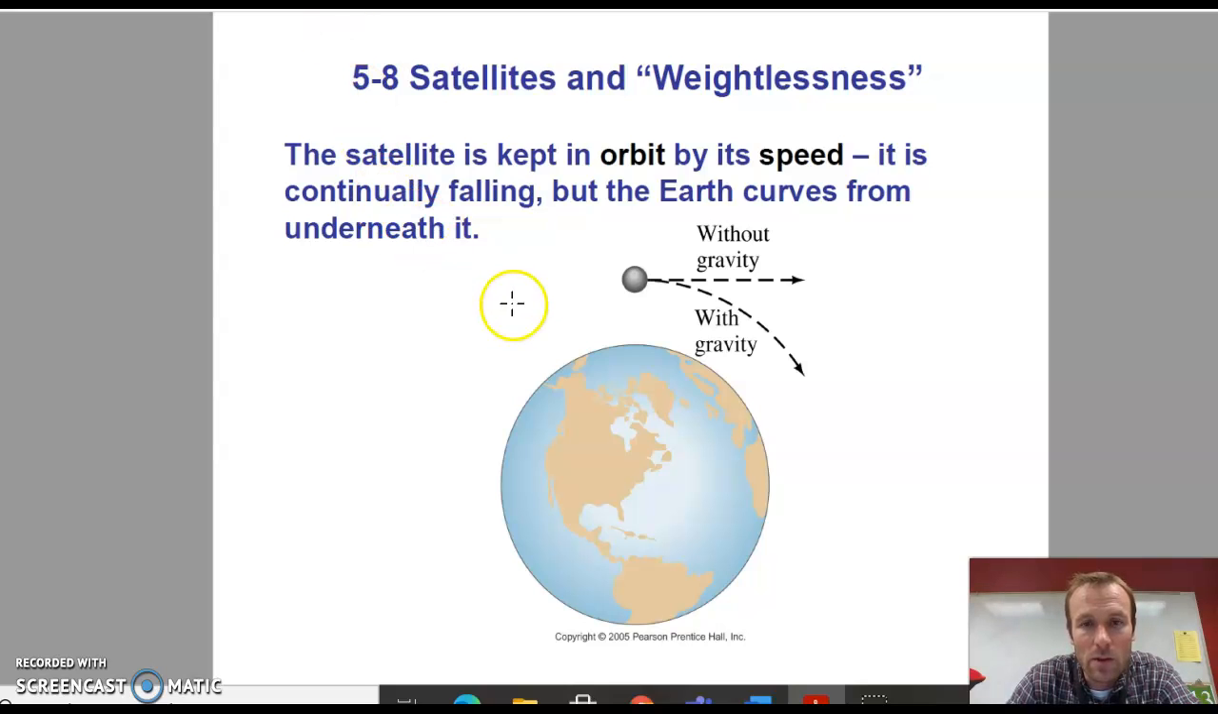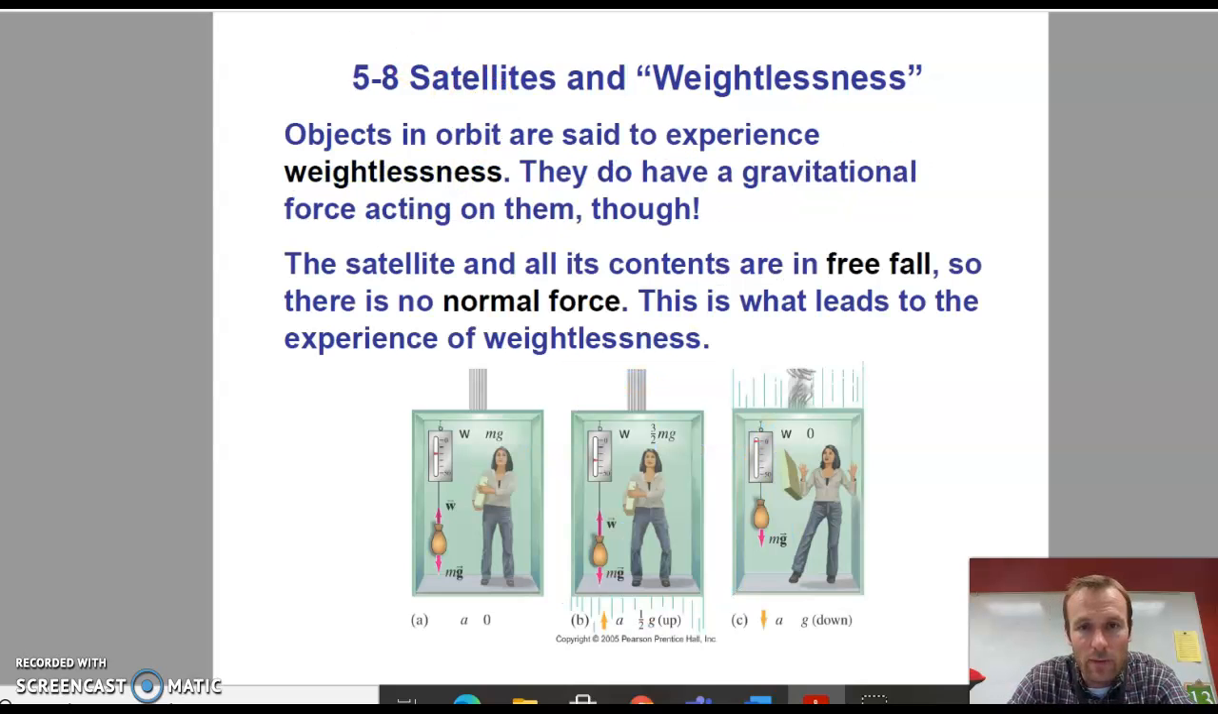Here's an image that shows what would happen if gravity just stopped. We'd fly tangent to the circle, just like we've talked about with centripetal force and circular motion, and then with gravity we have this nice curved path. So how do we find that velocity?